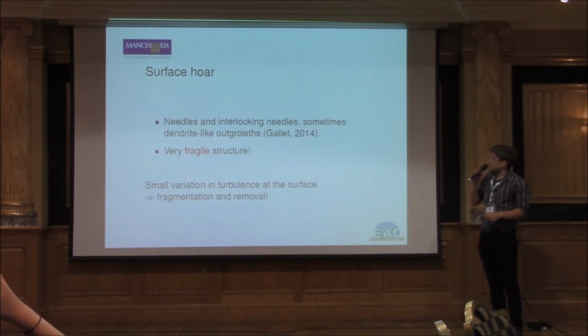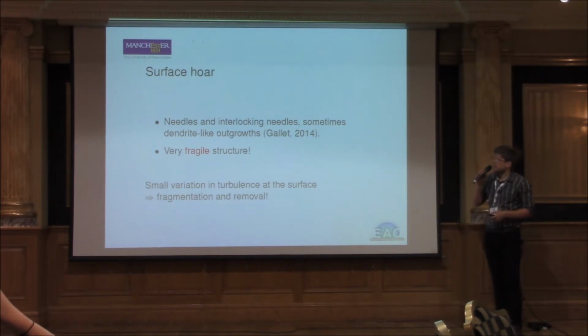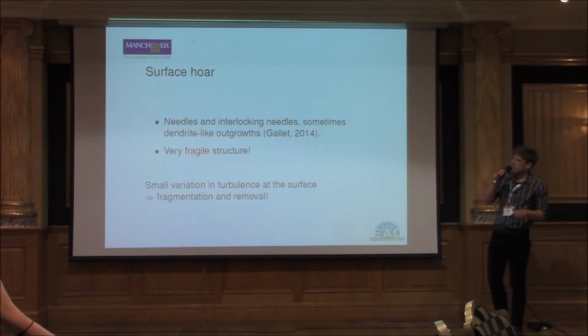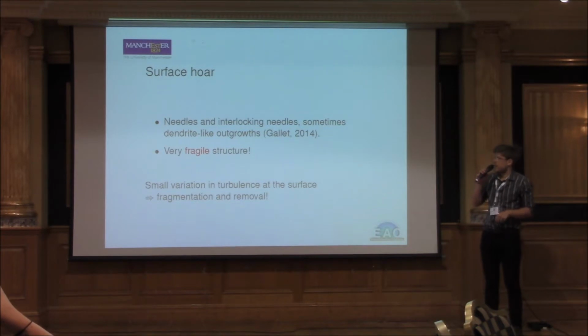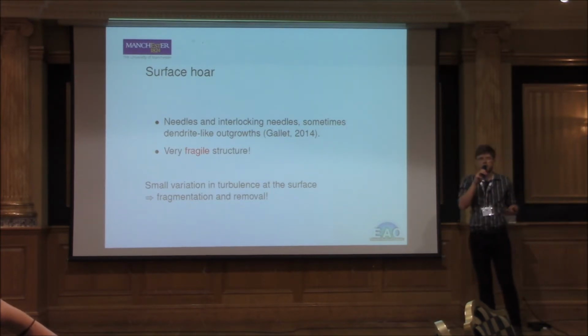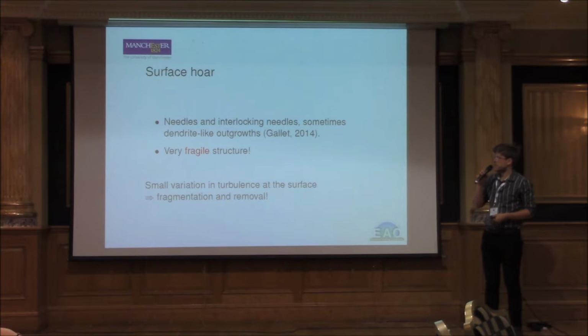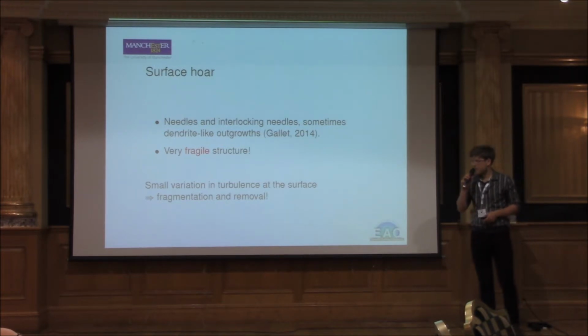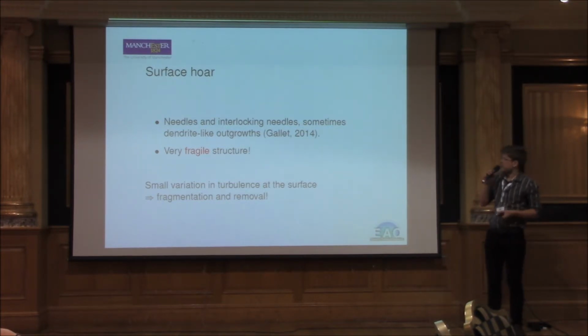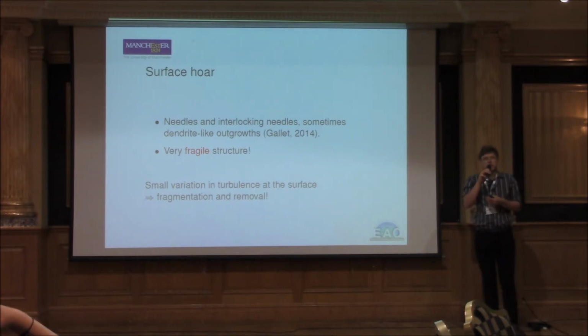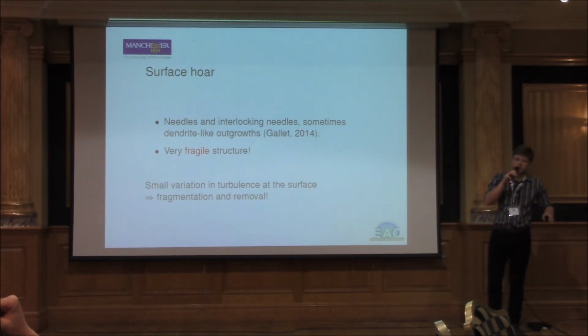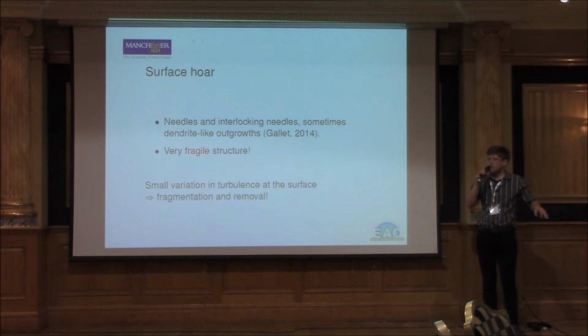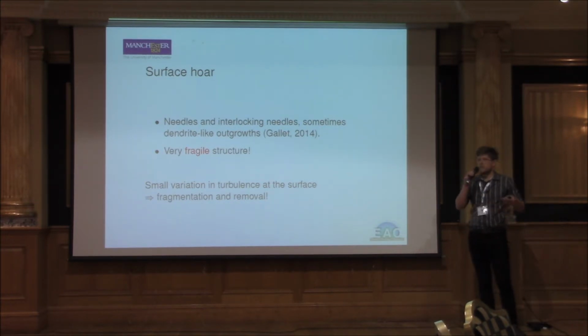As you can read in a paper from Gallet in 2014, those snow surface crystals are very fragile. They are composed of needles and interlocking needles, sometimes with some dendrites on them. But as I said, they are very fragile, and small variations in the wind on the surface could cause their fragmentation and removal from the surface. They can enter the cloud, and we measure them at the research station.